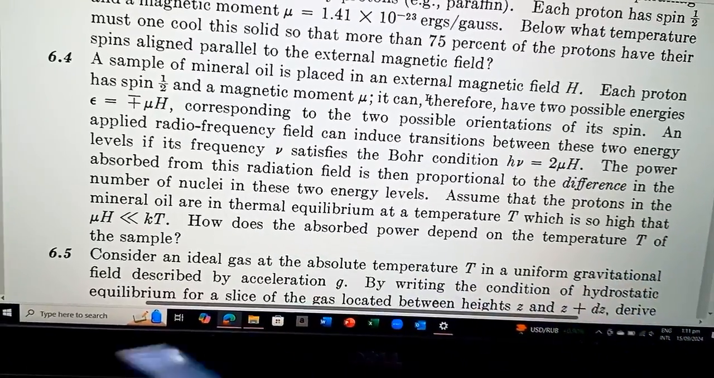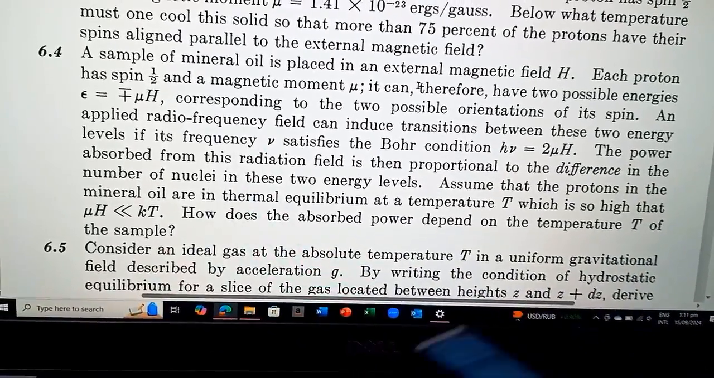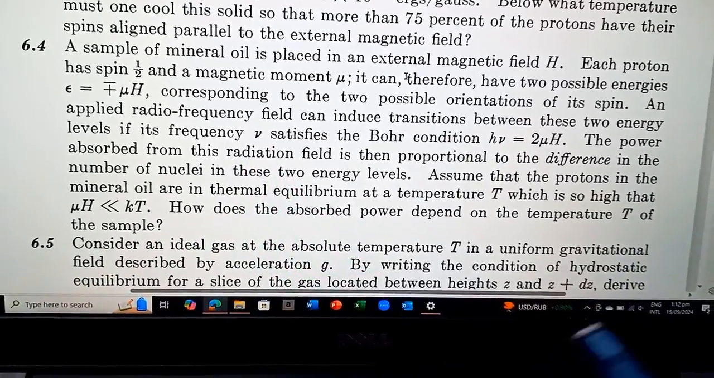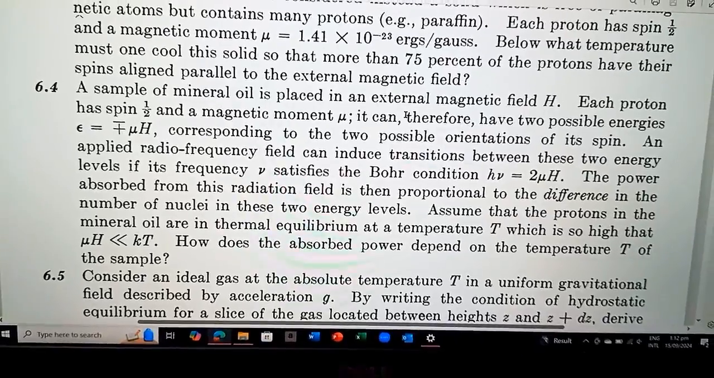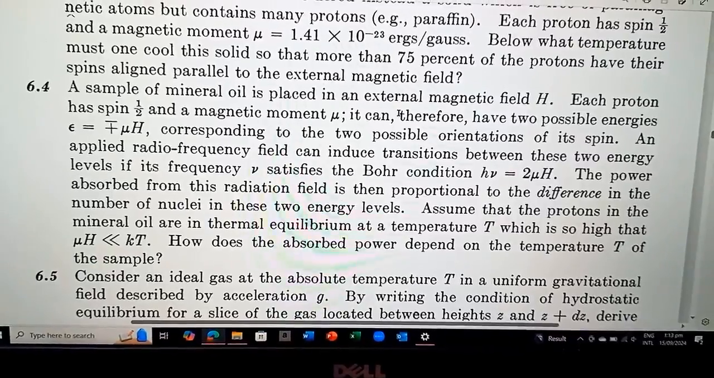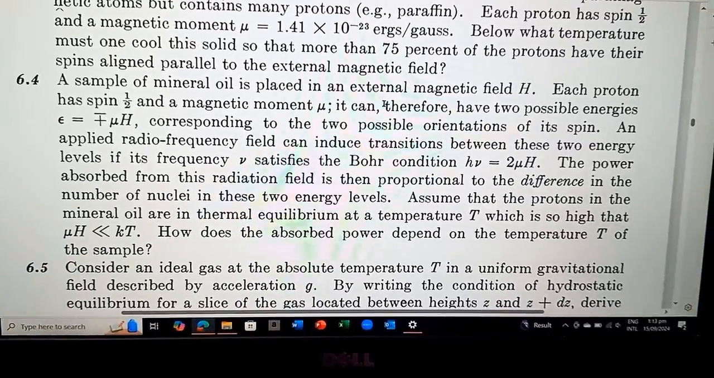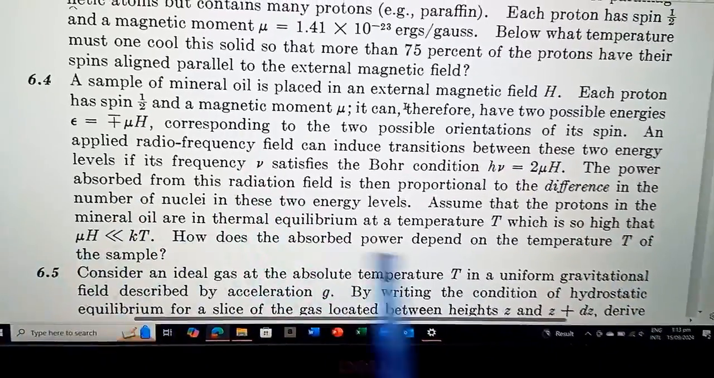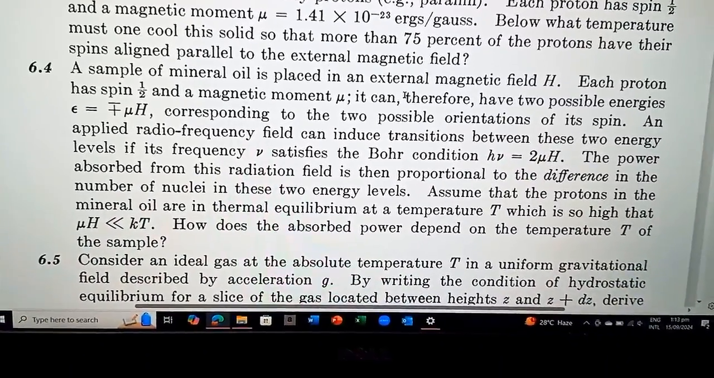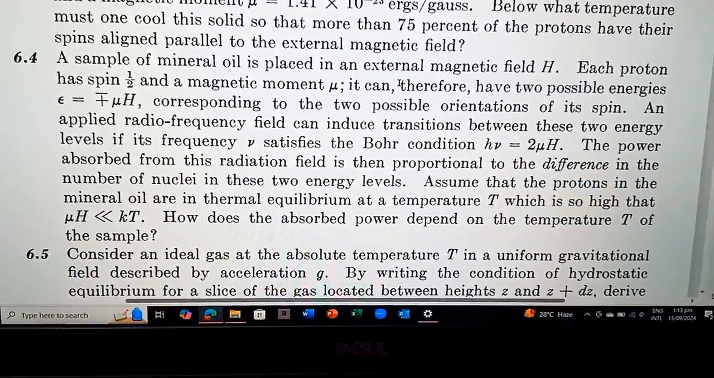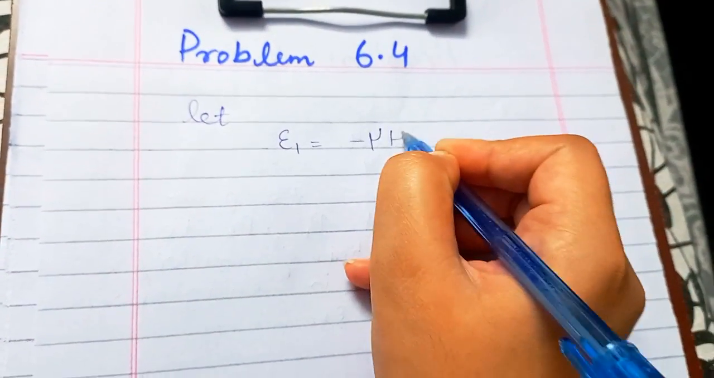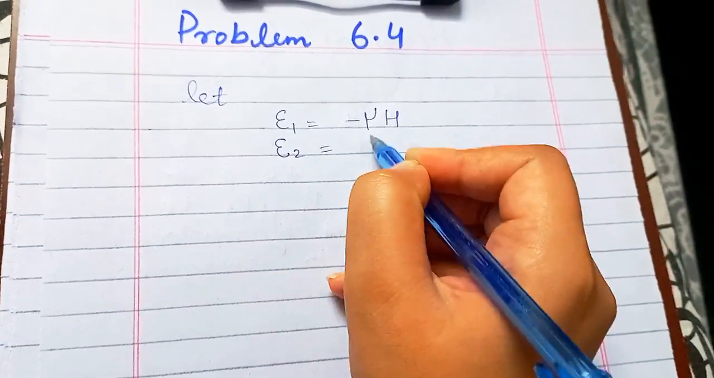We'll see it later. Let's quickly get started, as we have understood the situation, and now it's time to actually solve the problem. Understanding what the problem is is half the solution, which is why I focused a lot on making you understand what this whole statement is. The solution is really simple. Let's start. Let E1 equal minus mu h and E2 equal plus mu h.